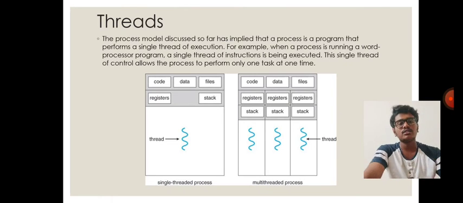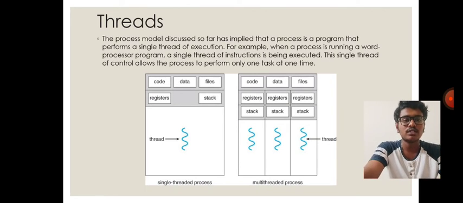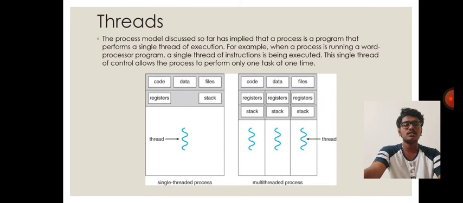So coming to threads, the process model discussed so far has implied that a process is a program that performs a single thread of execution. For example, when a process is running a word processor program, a single thread of instructions is being executed. This single thread of control allows the process to perform only one task at a time.